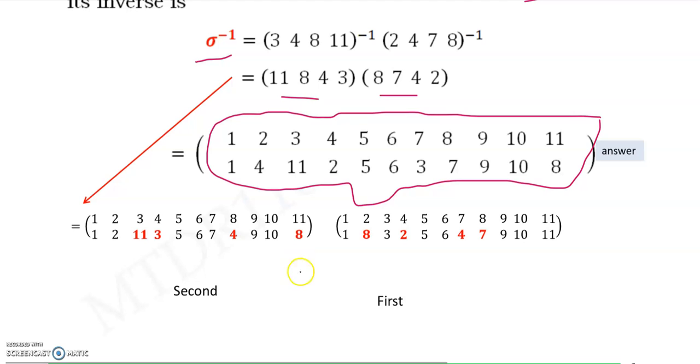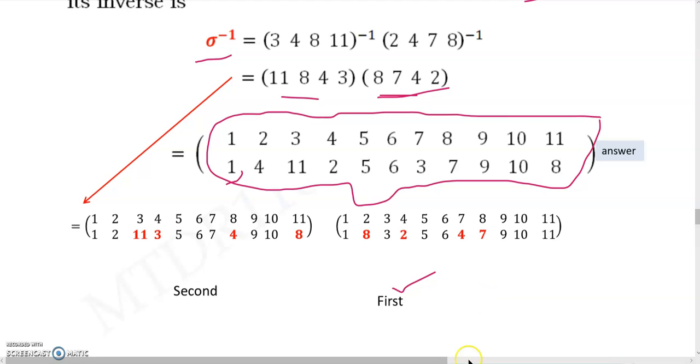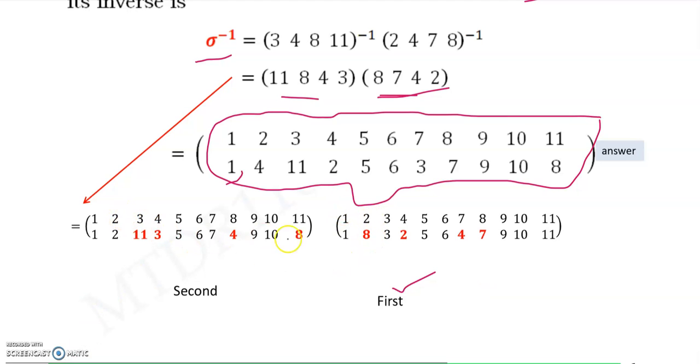For this cycle, I write one separate permutation form. Then what I do is composition, which means I start from here. First you do this, then go here to write the answer. Now you see here 1 goes to 1, then 1 goes to 1. So I'm writing this one. Now you see here 2 goes to 8, then 8 goes to 4.